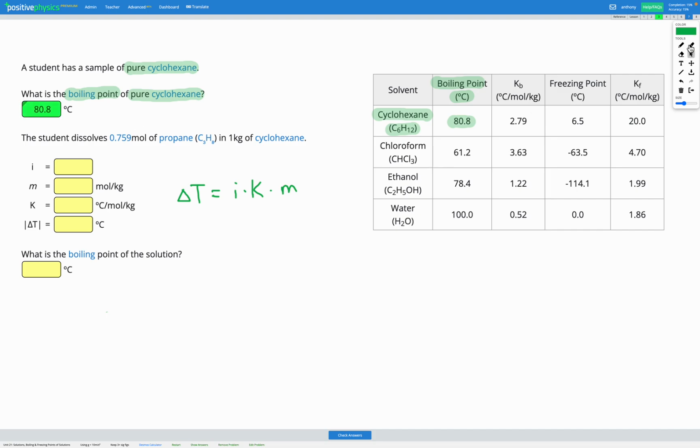We're then told that a student dissolves 0.759 moles of propane, C3H8, in 1 kilogram of cyclohexane. And our goal is to figure out the new boiling point of this solution. Okay, so our first step is looking at i, our Van 't Hoff factor. Remember, that's how many particles of our solute we end up with in the solution per formula unit of the thing that's being dissolved. So we have propane, C3H8, being dissolved in cyclohexane.